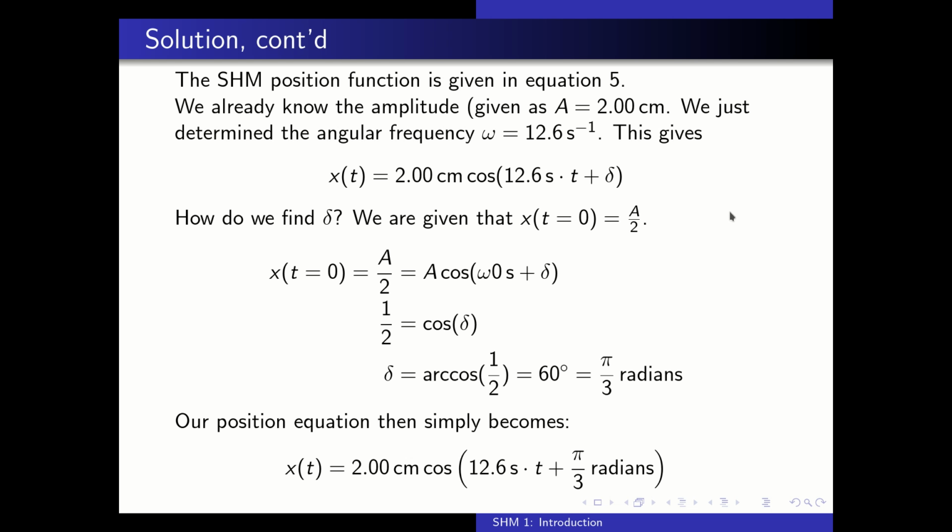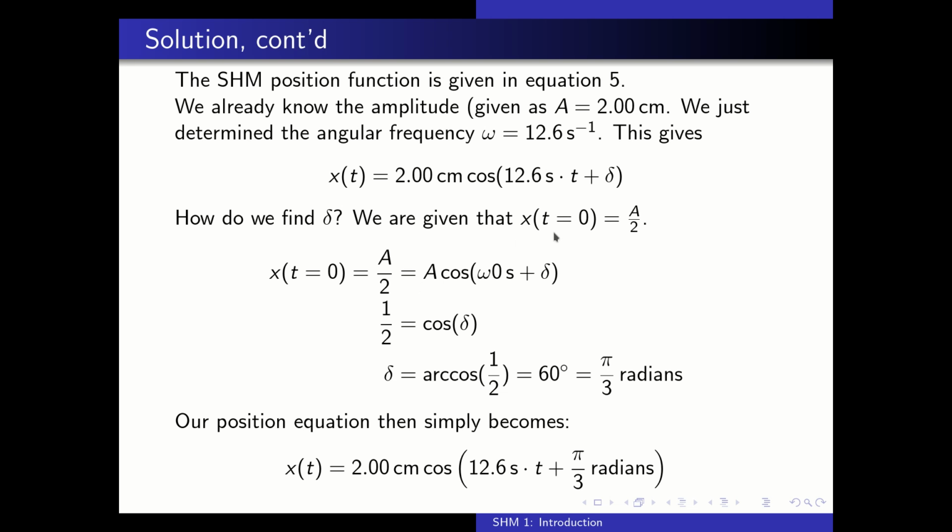Okay. We know that the amplitude is 2 centimeters. We've already figured out omega. So if we wanted to plug those things in here, here we go. We've got almost everything except for delta. How do we find delta? Well, here's where the initial conditions come in handy.